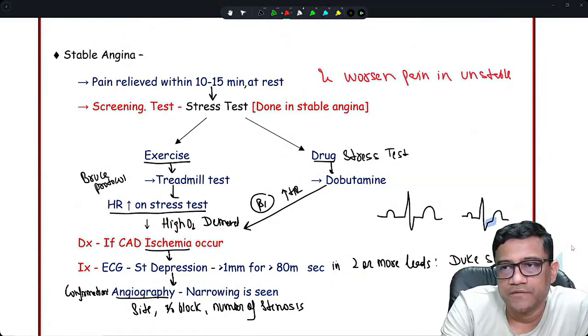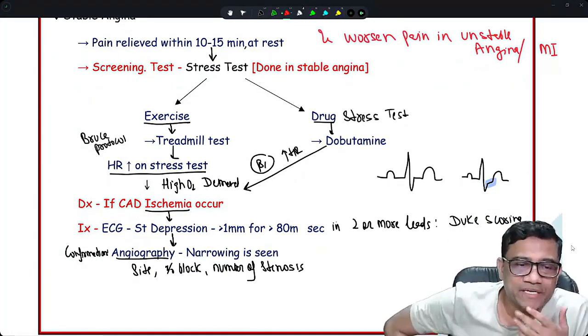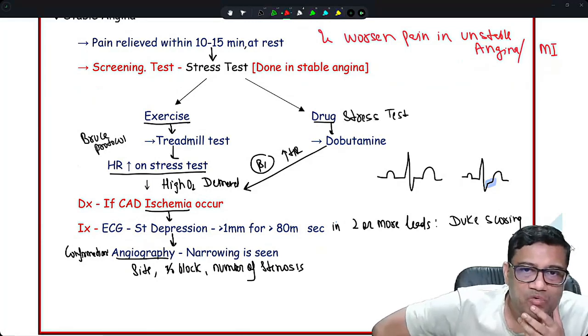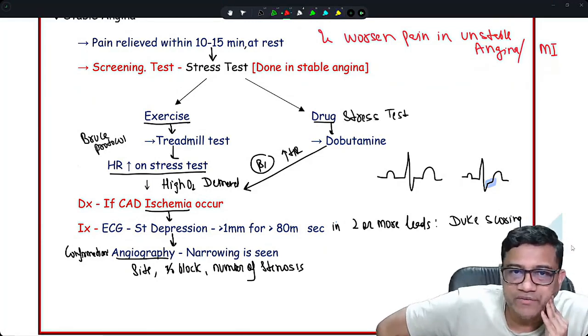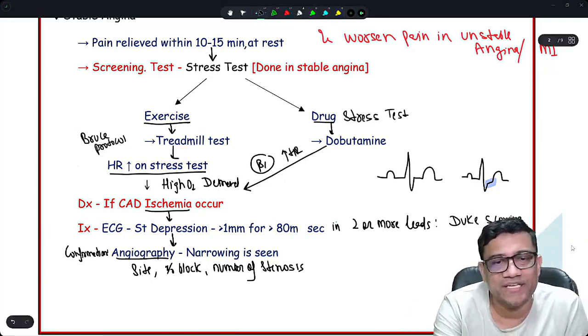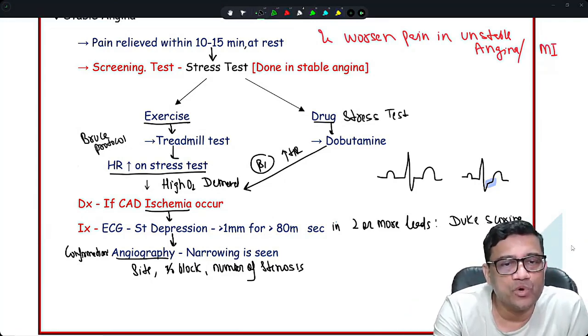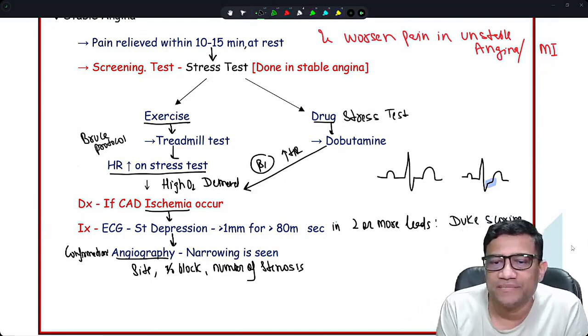Unstable angina and MI: the pain does not settle at all, it keeps increasing. Now what do you do? You ask the person to undergo a screening test. In stable angina, we do a screening test called the stress test. Either we ask the person to exercise on the treadmill, called the Bruce protocol. So we run on the treadmill and we check for ECG changes.